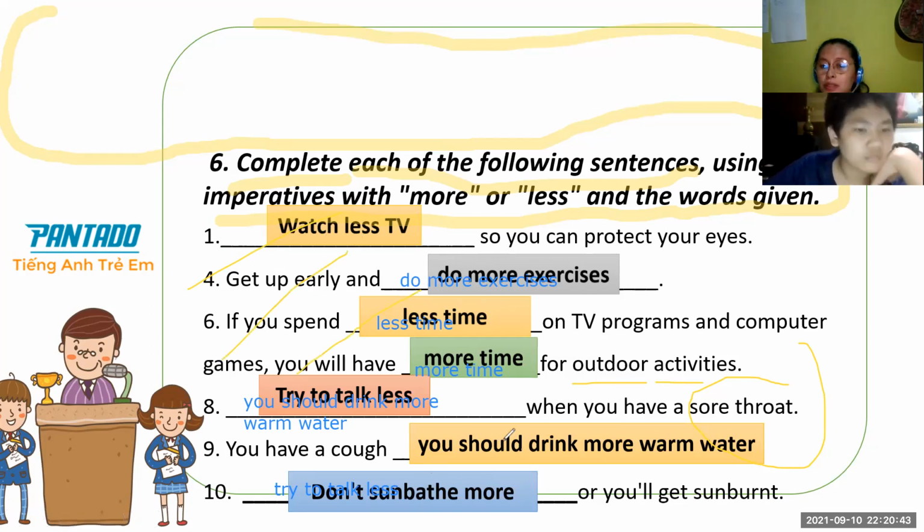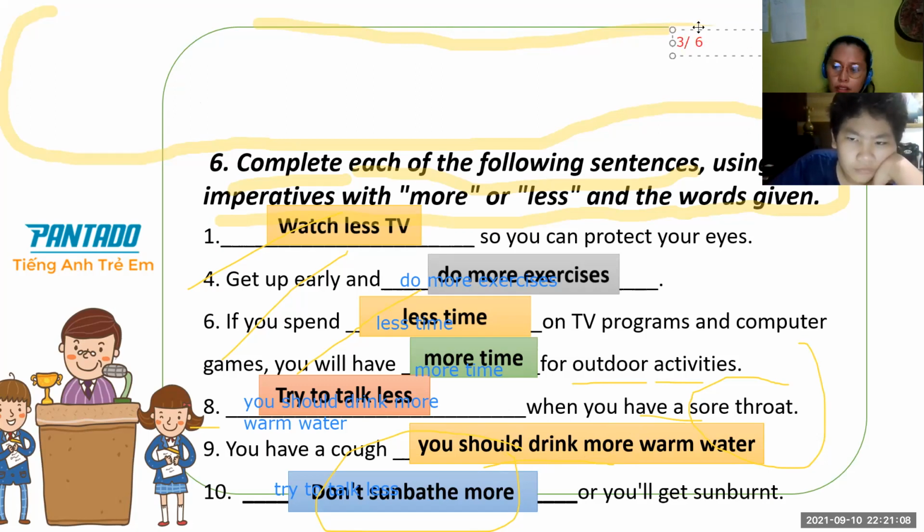All right, check for 4, 6, and the more time. This one is just don't sunbathe too much. And if you have a cough, you should always drink more water. And for number 8, if you have a sore throat, talk less. So I guess you got 3/6 points. Okay, it is half of it.